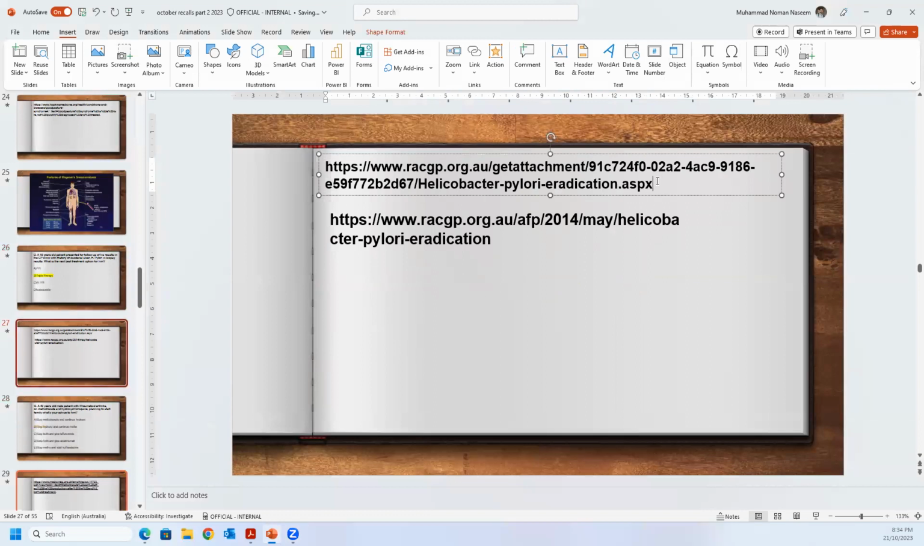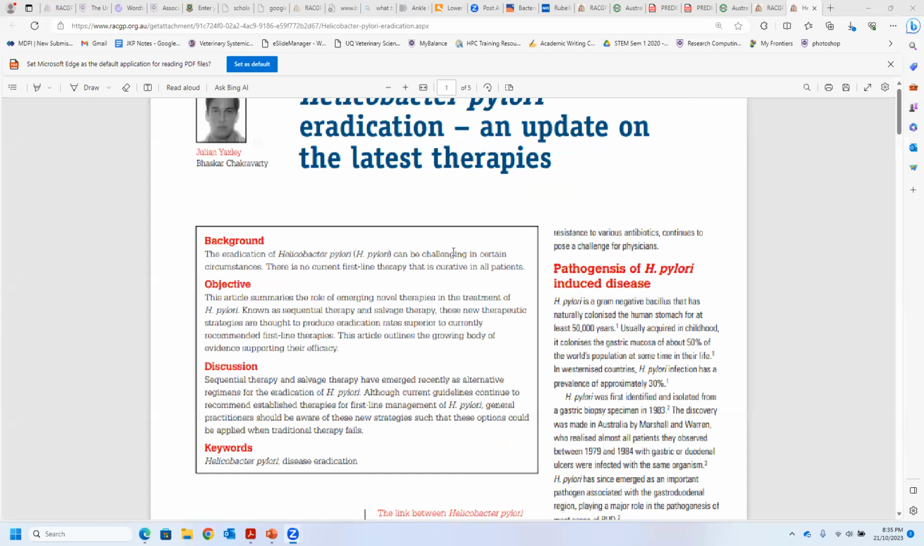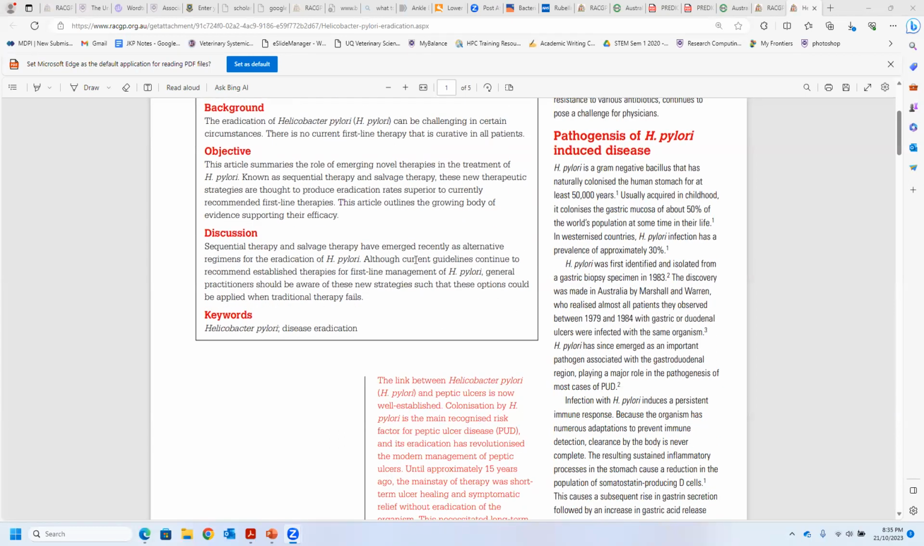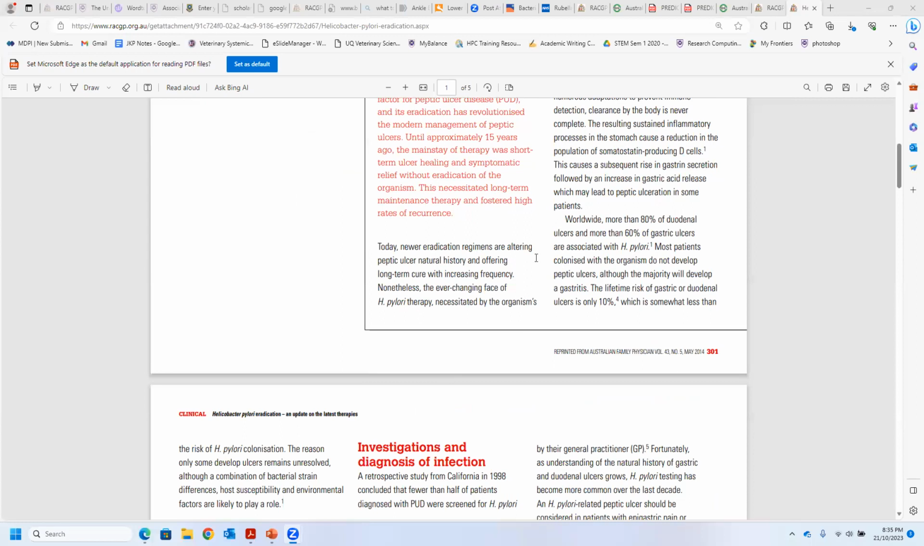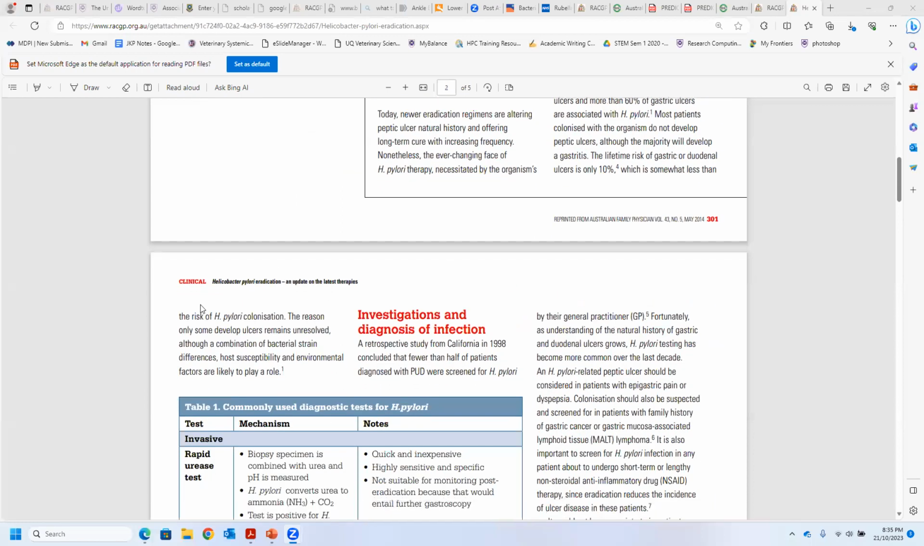Okay, so Helicobacter eradication from RACGP. I'm just going to share quickly with you guys about this one. We know most of the time patients who have reflux or duodenal ulcers have H. pylori infection as well. It's more common with duodenal ulcer. Two weeks, yes, they are used for two weeks.